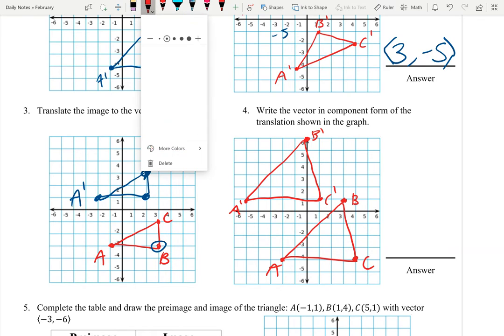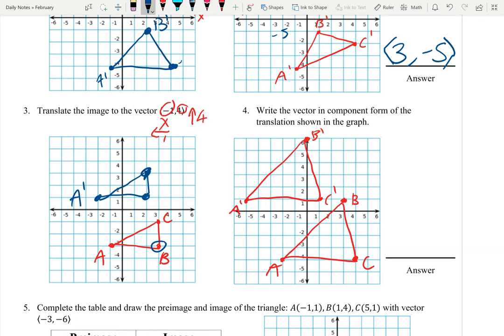So we have to work our way from A, B, C to A prime, B prime, C prime. So A to A prime, we have to count this direction. Let's start by looking at how far left we'd have to go. We'd have to go 1, 2, 3 to the left. So 3 to the left. Let me make a note of that. And how far up do we have to go? We'd have to go 1, 2, 3, 4, 5 up.